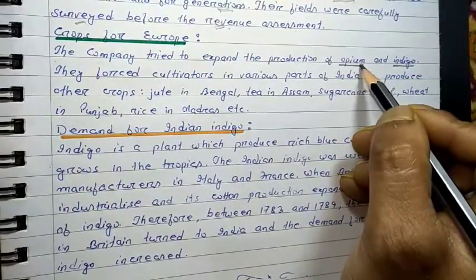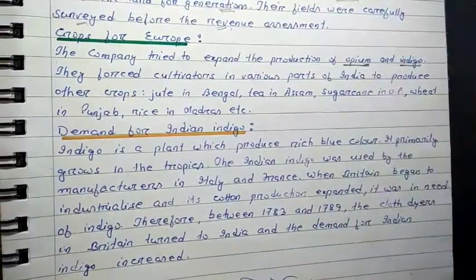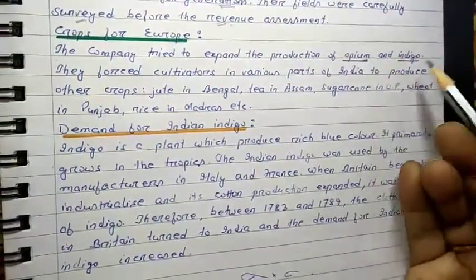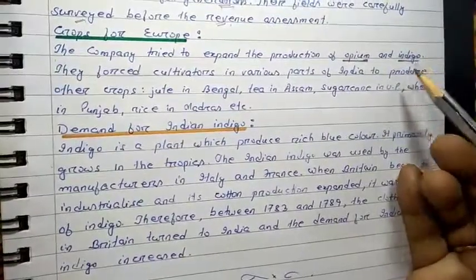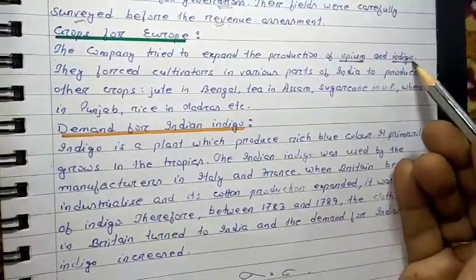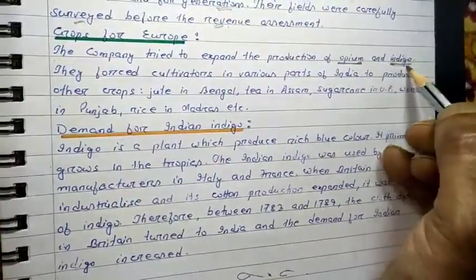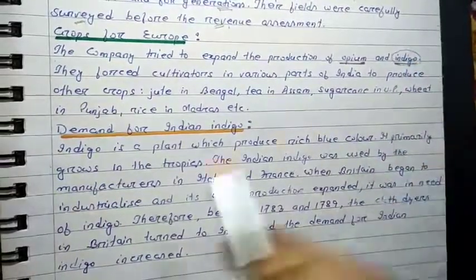Opium is one type of plant like tobacco, and indigo is a plant which produces a rich blue color. We shall be discussing the indigo production and the others in our next video.